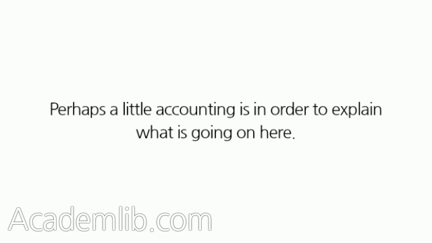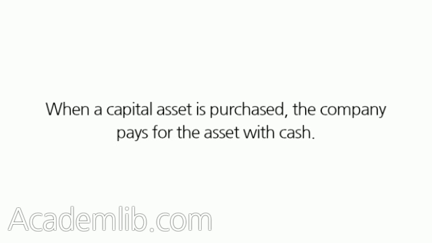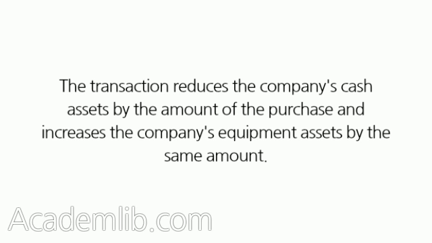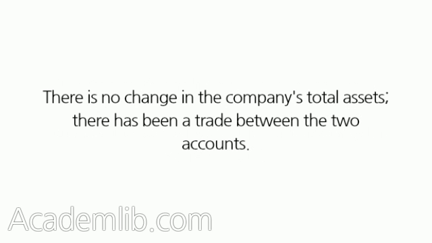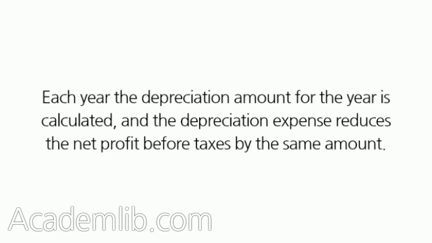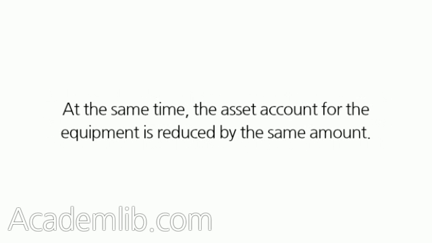Perhaps a little accounting is in order to explain what is going on here. When a capital asset is purchased, the company pays for the asset with cash. The transaction reduces the company's cash assets by the amount of the purchase and increases the company's equipment assets by the same amount. There is no change in the company's total assets, there has been a trade between the two accounts. Each year the depreciation amount for the year is calculated, and the depreciation expense reduces the net profit before taxes by the same amount. At the same time, the asset account for the equipment is reduced by the same amount.